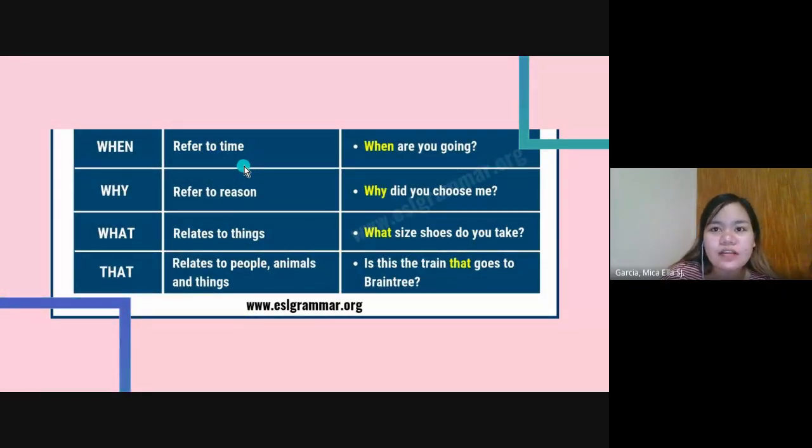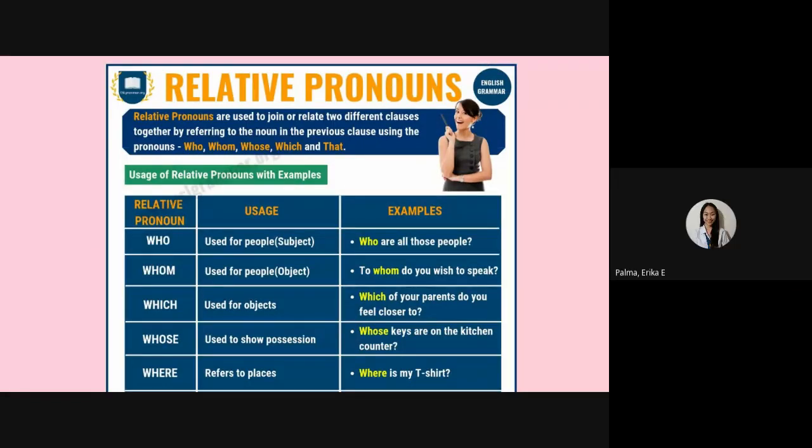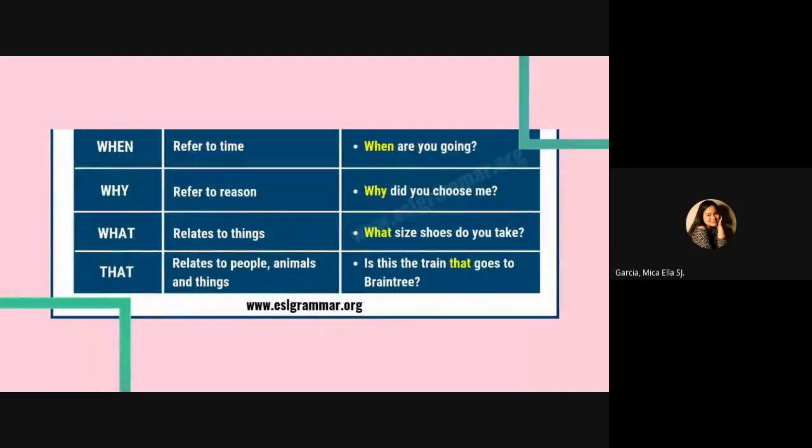What about the relative pronoun why? When do we use the relative pronoun why? Yes, Erica. When we are expecting a reason. Okay, we use the relative pronoun why when we are referring to the reason or to a reason.